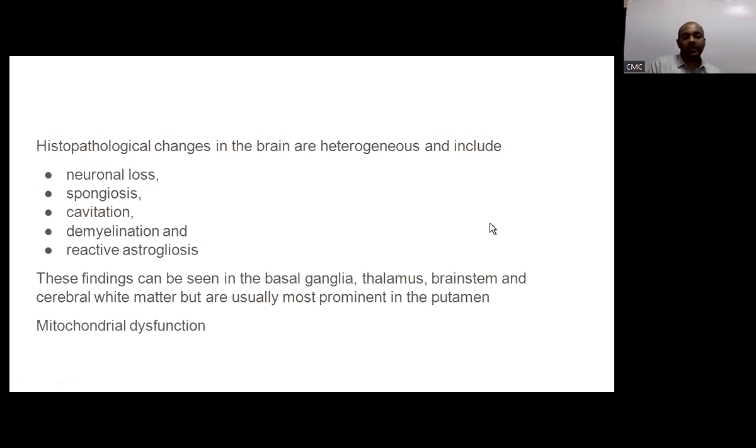Now, histopathological changes can be neuronal loss, spongiosis, cavitation, demyelination, gliosis, etc. These findings are mainly seen in the basal ganglia, thalamus, brainstem, and cerebral white matter, but are most prominent in the putamen.